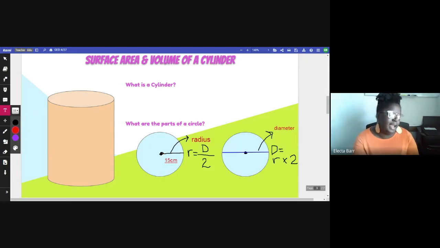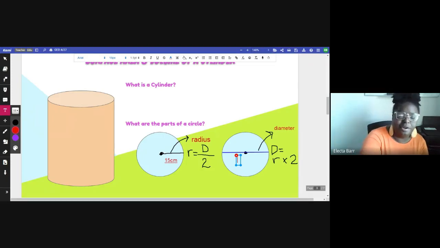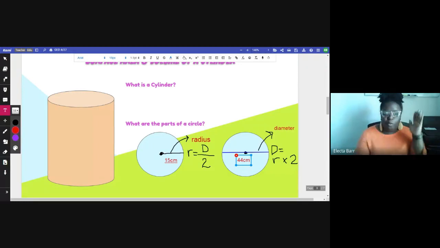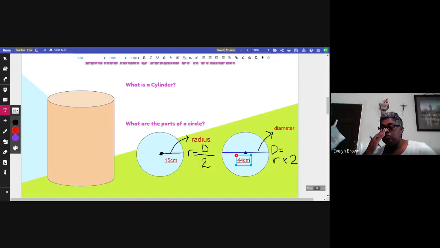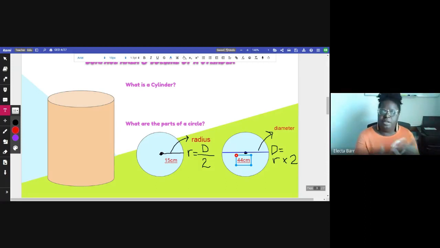Let's say you have a diameter and your diameter is 44 centimeters. That means from one end to the other end is 44 centimeters. So what would it be if you're just trying to find the radius? That means you're cutting that in half. So what would your radius be? 22. Your radius is 22 because your radius is half of the diameter.